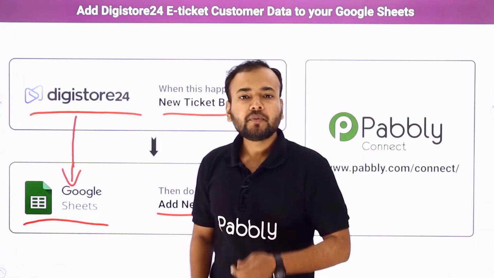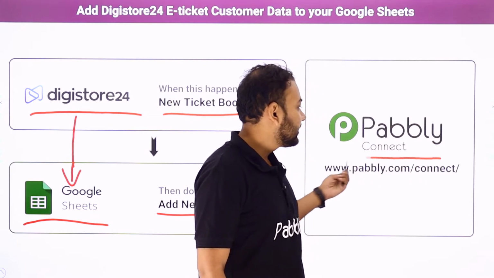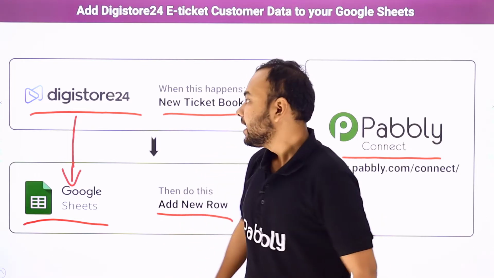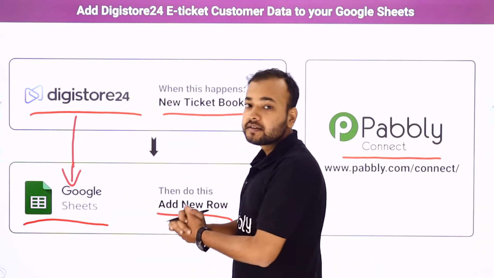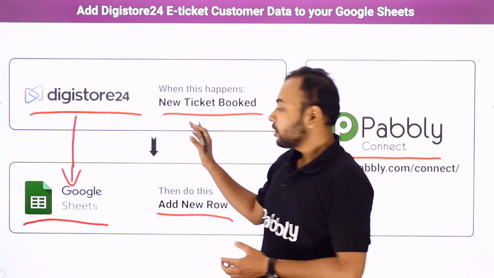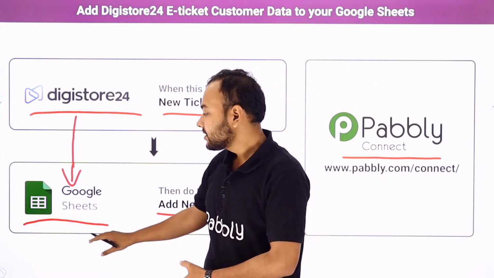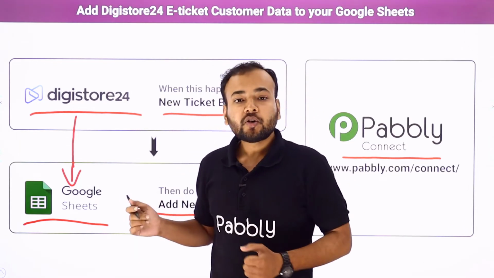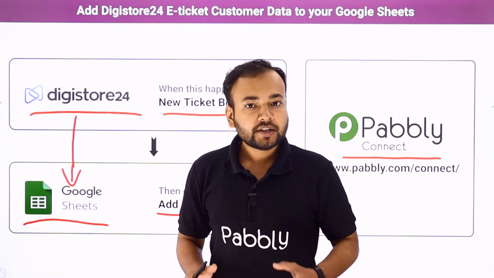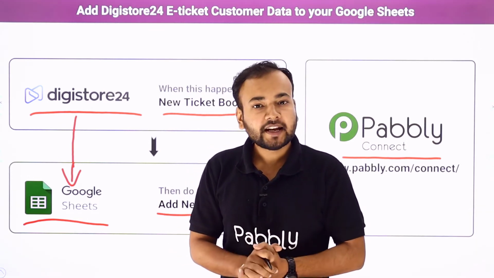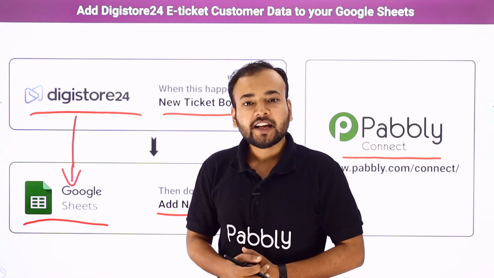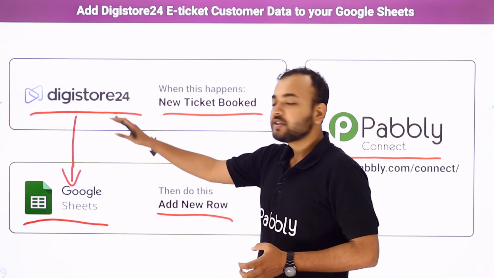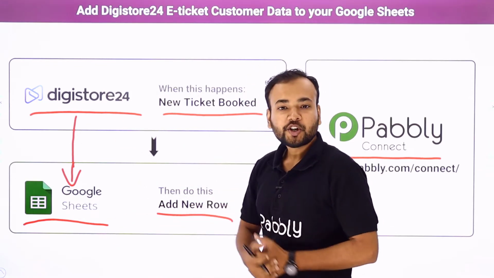And to make this happen, I am using software called Pabbly Connect. Pabbly Connect is an integration and automation software, and it will connect these two applications together such that whenever a new ticket gets booked, the data of the person gets automatically transferred to a new row in a spreadsheet. The best part of making this automation, guys, is that you will not require any coding skills or programming knowledge, so any non-technical person can also make this automation. Now, let me give you a demo on my screen of how this connection or automation between Digistore24 and Google Sheets is going to work in real time.